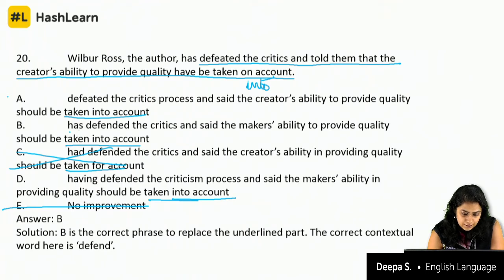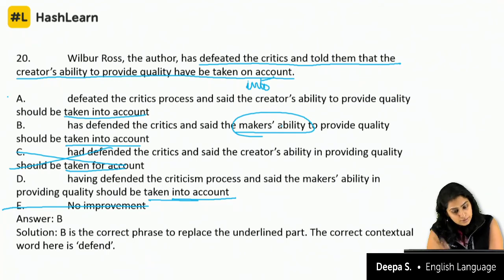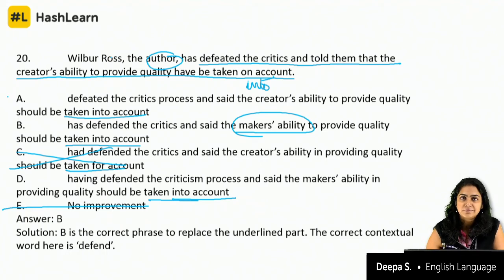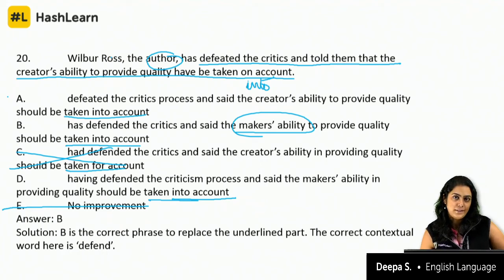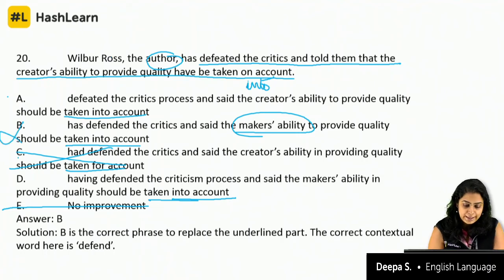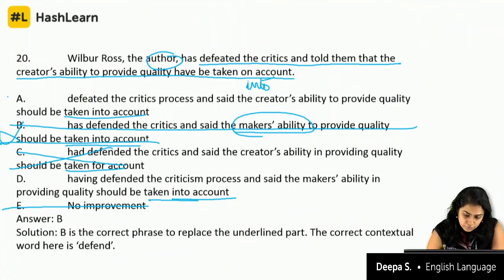Then has defended, said the maker's ability. Now there is a difference here. We are talking about an author. An author is a creator, not a maker. Okay. But when you manufacture something, then you become a maker. Okay. So let's say I make clothes for a living, or I make, I don't know, pens for a living. Okay, then I'm a maker. But when I'm an author, I'm a creator. So I eliminate B. Okay. Now D again is eliminated for the same reason. It has maker. I'm left with A and C.